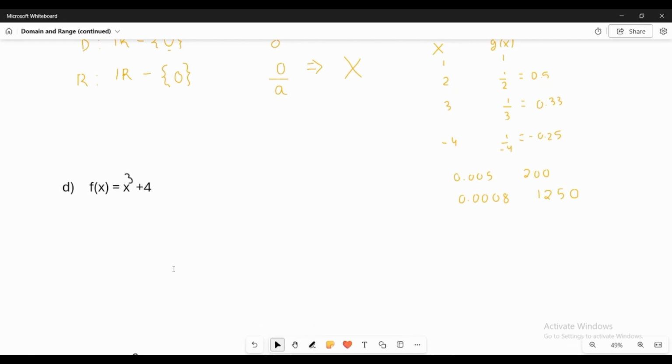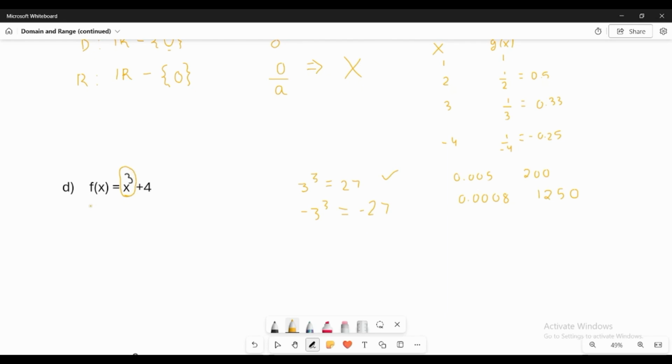Now remember that whenever we have anything to the odd power, you can have a positive answer for x to the power of 3 as well as a negative answer. Like if we do 3 to the power of 3, that is 27. But if we do negative 3 to the power of 3, then the answer is negative 27. So basically if your x is negative, you will get a negative answer. If your x is positive, you will get a positive answer. That means this x to the power of 3 can be positive as well as negative.